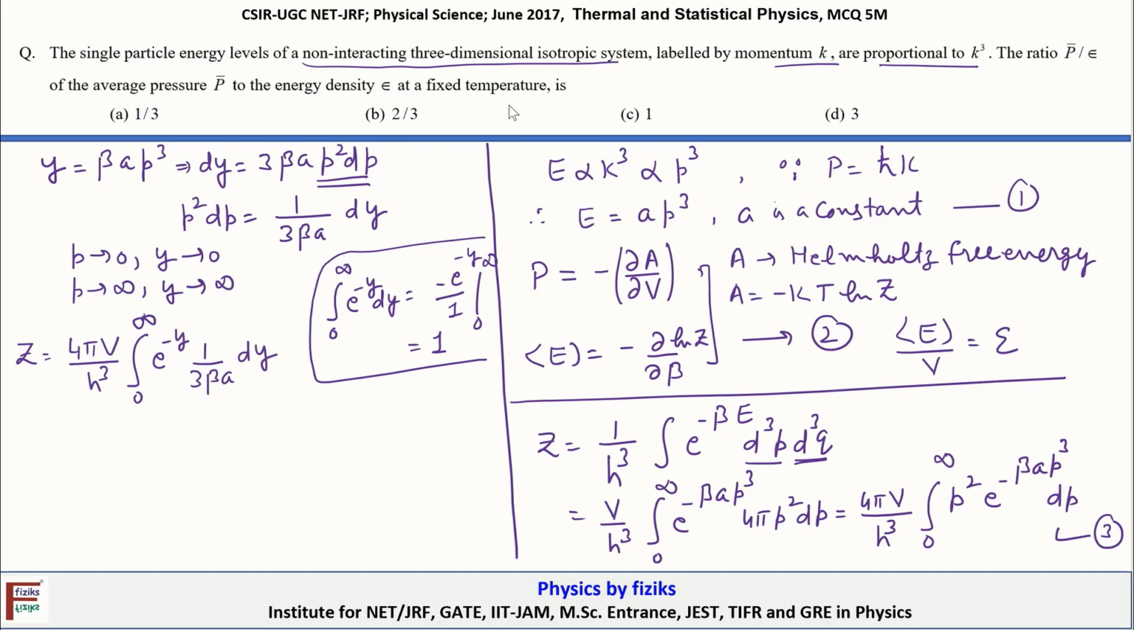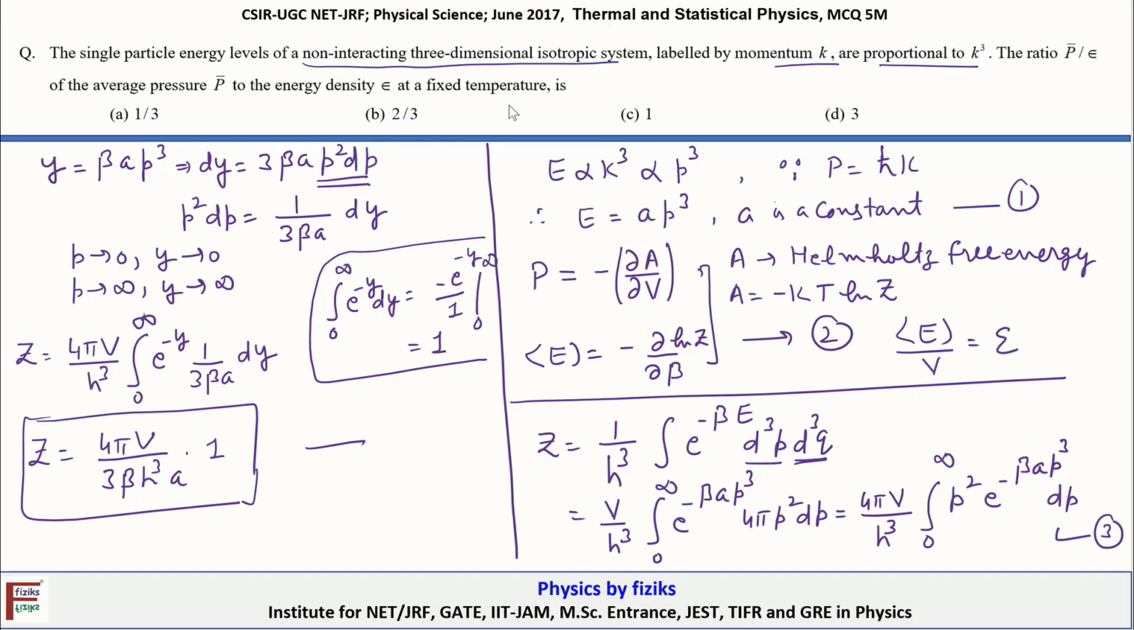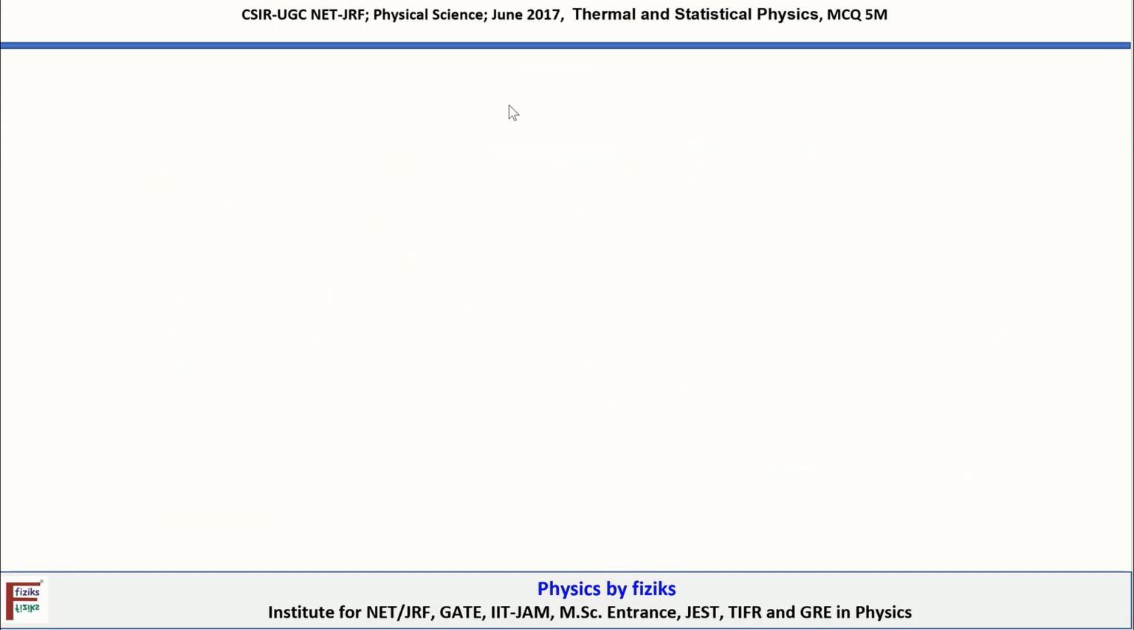Okay, so that means the partition function z is equal to 4 pi V upon 3 beta h cube a, multiplied by 1, which is the value of the definite integral. Okay, so this is our partition function. Let me call this equation 4. Now we will make use of the definitions of the pressure and energy to evaluate these two quantities. Okay, so let's move to the next page.